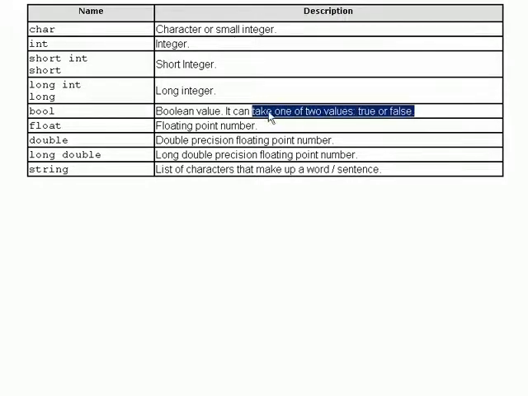The next one we're going to talk about is the fun data type to use, the good old bool. That's short for Boolean. A Boolean value can only be true or false. There's no other value that a Boolean can be.